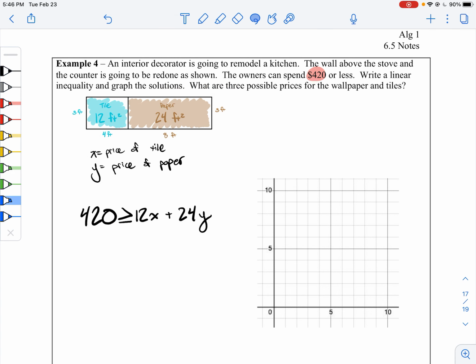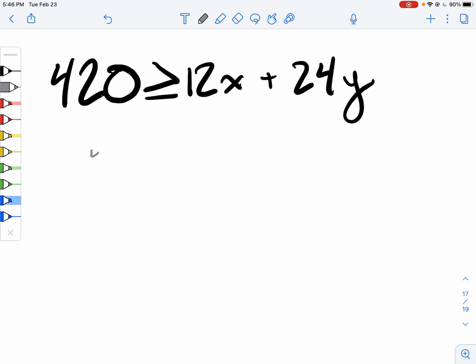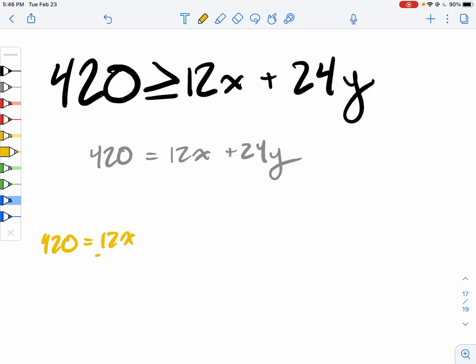Awesome. Now we can graph it. We'll graph it by putting it in standard form. Oh, hey, look, it's in standard form. So we'll want to graph the line 420 equals 12x plus 24y. To find our x-intercept, we'll pretend that y doesn't exist. So say 420 equals 12x, divide by 12 on both sides, and we get that x equals 17?